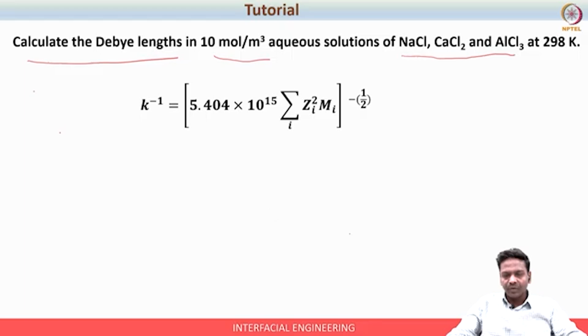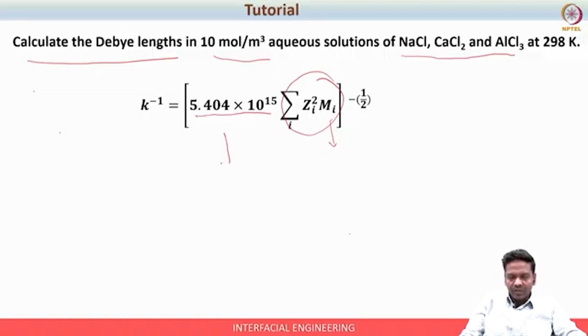So, this Mi here is in moles per meter cube itself. The rest of these constants can be grouped into one bracket, and that is nothing but 5.404 into 10 power 15. So what you need to do is evaluate only the particular term given within this summation, that is nothing but Zi square Mi. Okay, let's take an example. Now this constant is going to come as it is.